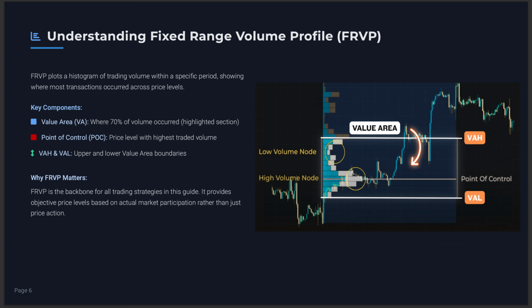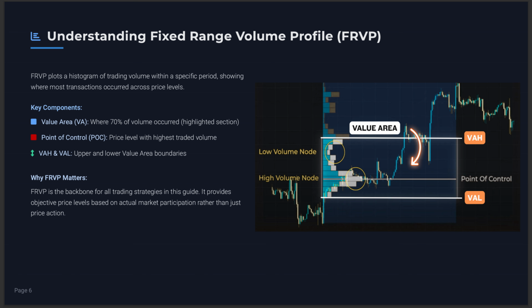The beauty of the FRVP is its simplicity. You're not looking at dozens of indicators or complex calculations. You're seeing pure market data, where real money changed hands, where institutional players were active, where supply and demand actually met. Think of it like a heat map of trading activity. The bright spots show you where the action was intense, and those are the levels that matter for future trading decisions. The quiet areas? Those are zones price will likely move through quickly.